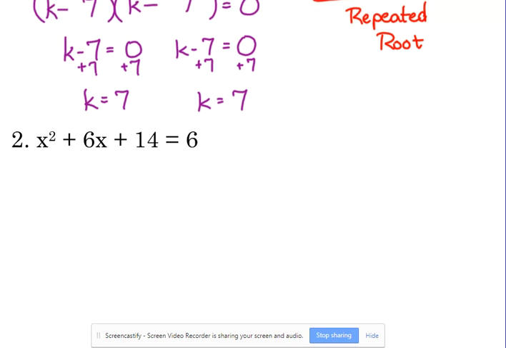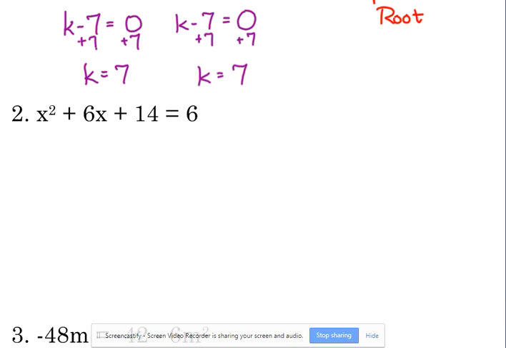All right, let's look at number 2. x squared plus 6x plus 14 equals 6. It must be equal to 0 before we start factoring, so we've got to move this 6 to the other side, so we have to subtract it from the right side. It's a constant, so it's subtracted from the constant on the left side. So really what we're going to be factoring is x squared plus 6x plus 8. 14 minus 6 is 8.